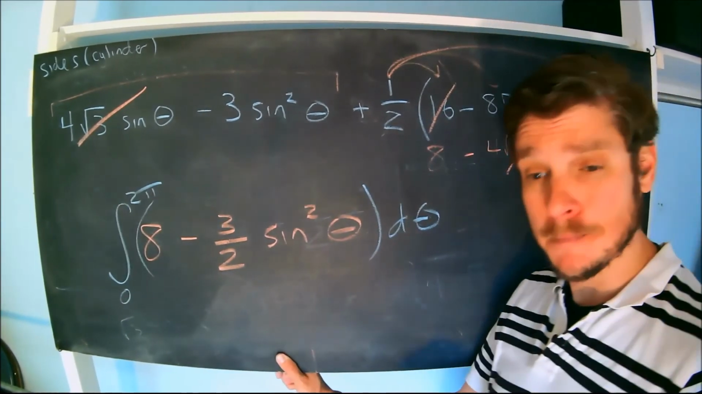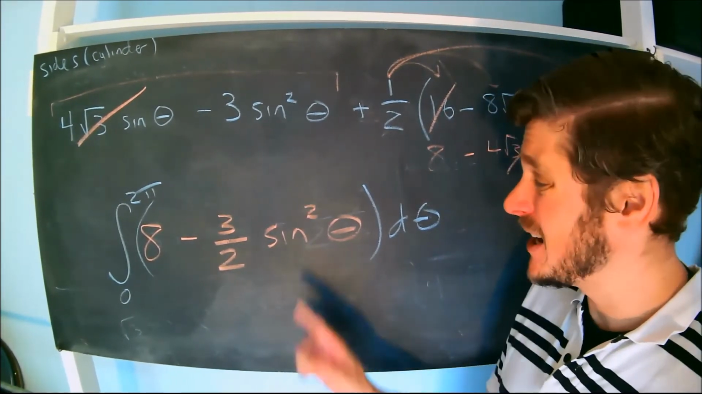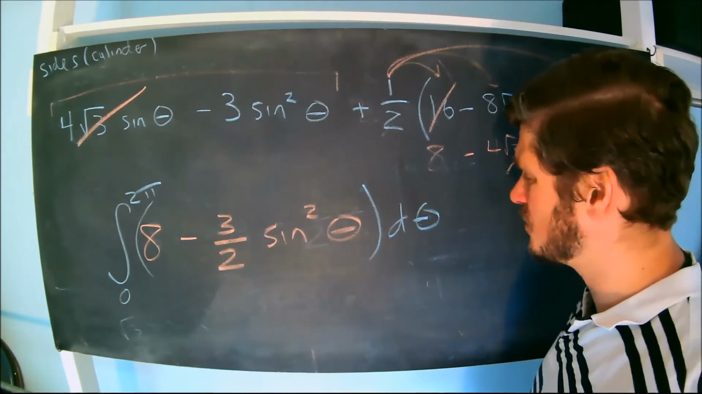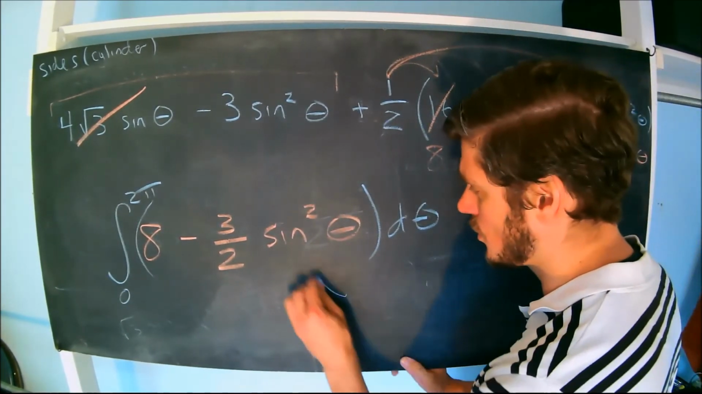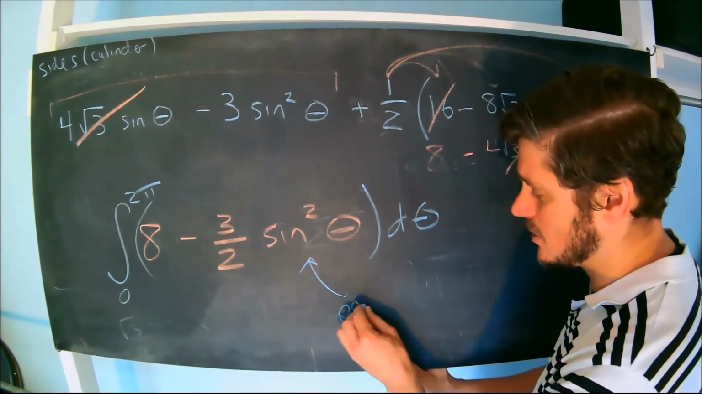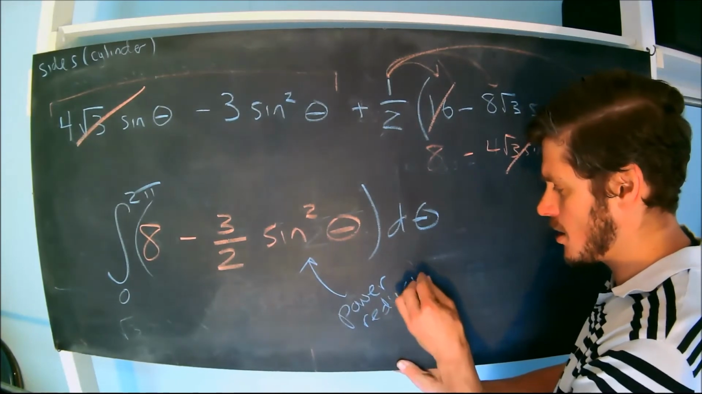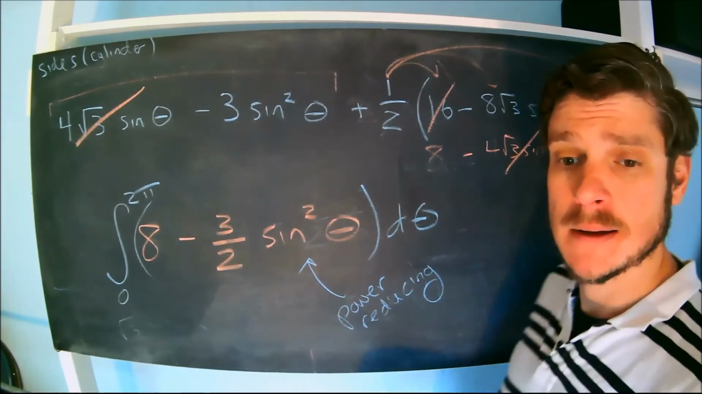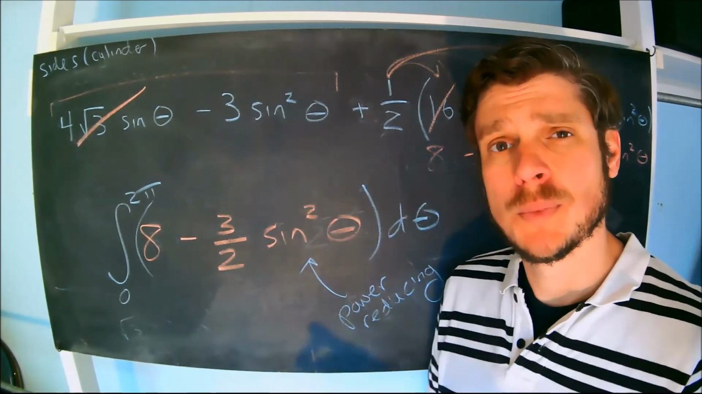This expression with respect to theta. Well, I'm going to have to do something here. Because if I want to integrate with the sine squared, I'm going to have to use my power reducing. So, to evaluate this integral, we are going to need the power reducing for sine squared. And so, what's the power reducing for sine squared?